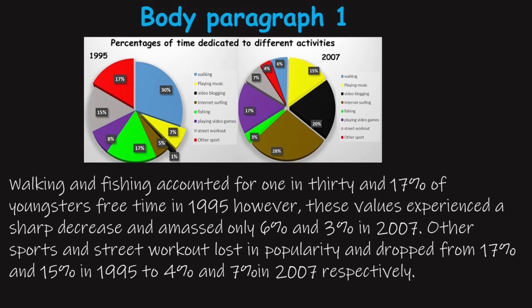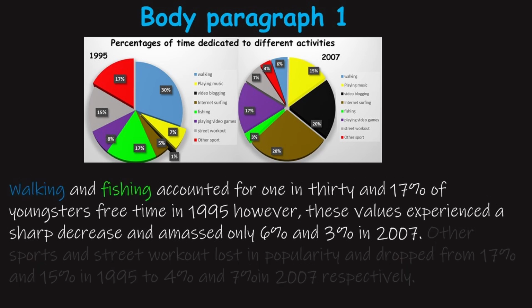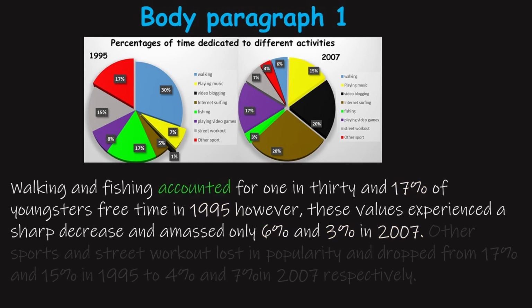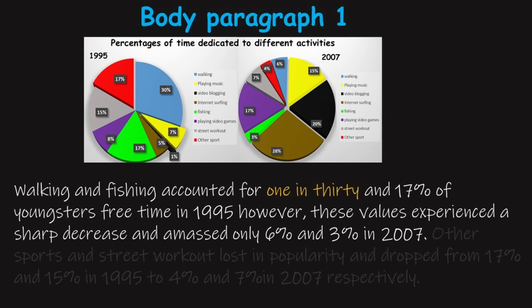I use different colors to provide the explanation. The activities from the charts are colored by the corresponding color. Sentence number 1. By the yellow color I highlighted years and percentages, for example, in 1995 and 17%. Accounted is a verb colored by green to call attention. This word should be used with percentages. Students need to know how to use fractions in the IELTS exam. Therefore, I wrote 1 in 30 instead of 30%.